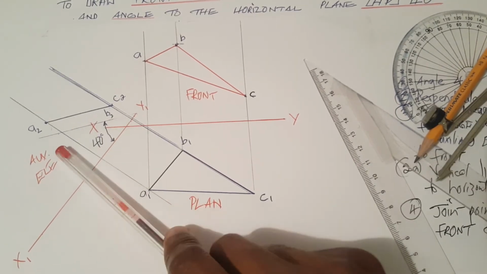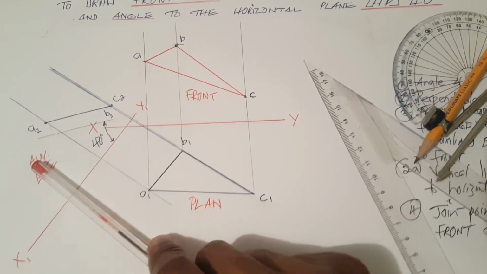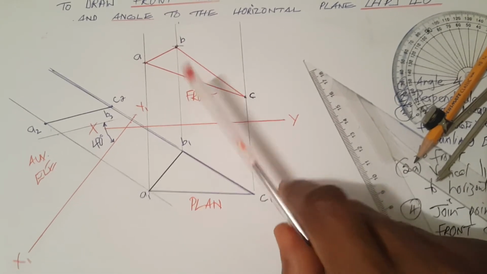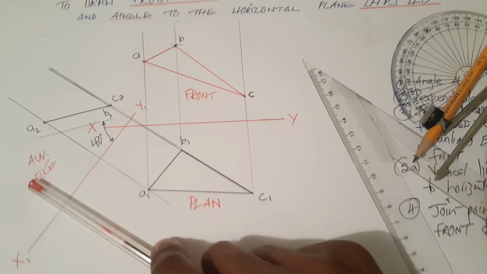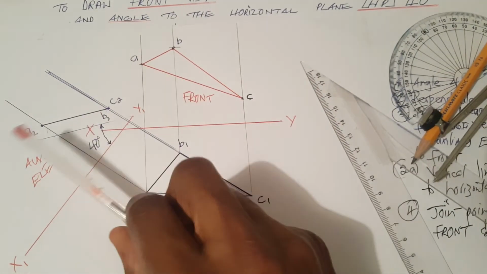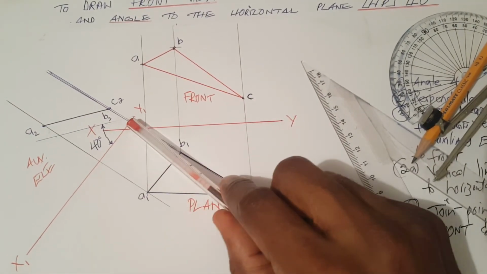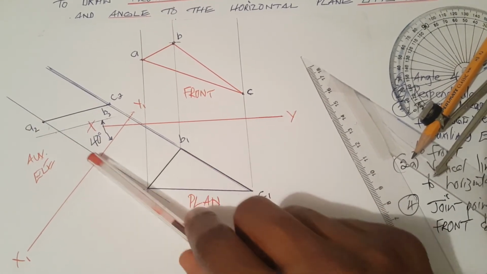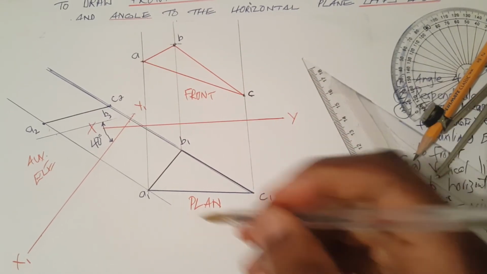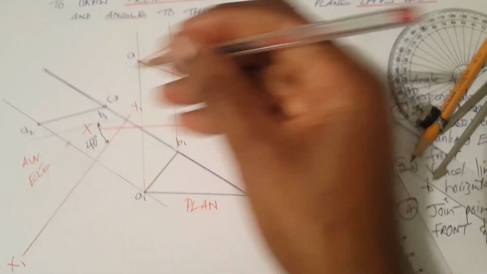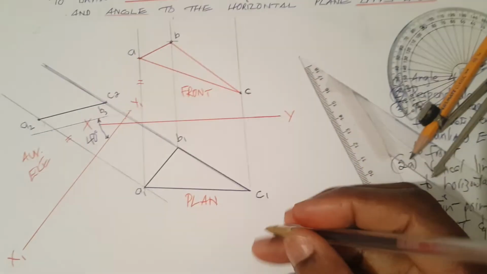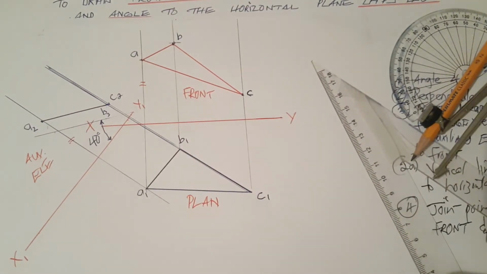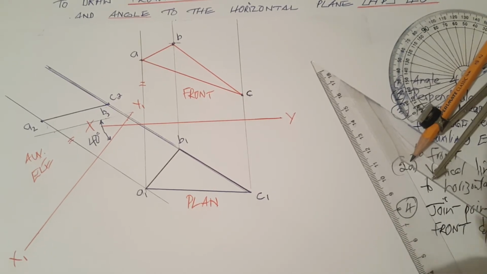The auxiliary elevation is used to generate the front elevation, and the front elevation is also used to generate the auxiliary elevation. So the measurements from the auxiliary inclined plane line, the distances are the same for these. So we transfer this distance here, we also transfer this distance here. All right, so that is basically it.